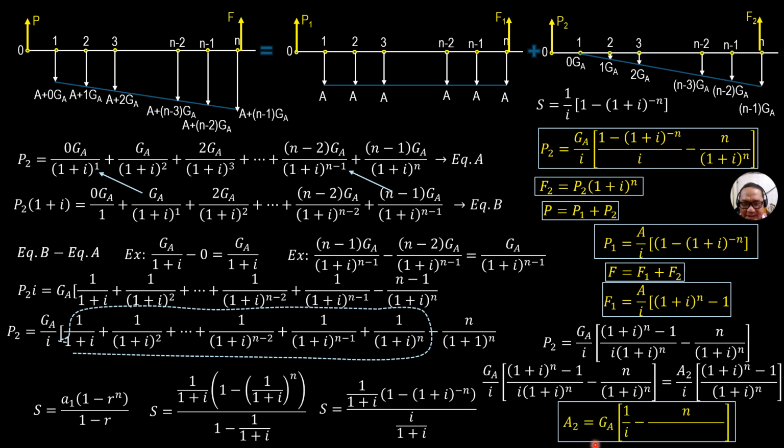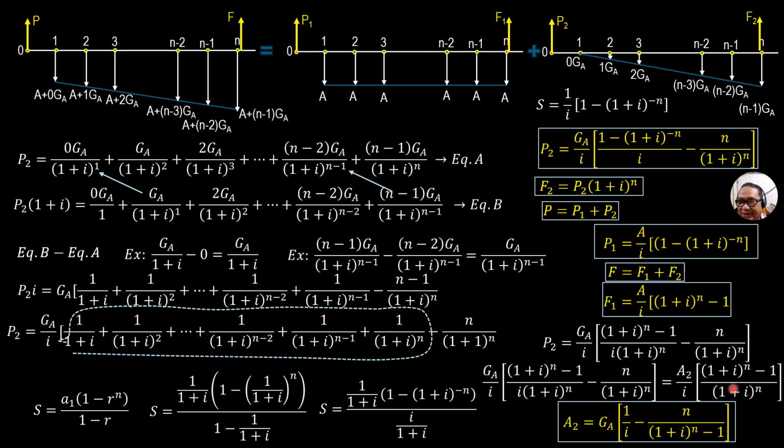So if we want to derive or to transform this cash flow diagram into a uniform cash flow diagram, that is, if we have to convert this into uniform payments, A sub 2, then all you have to do is equate the present value of this uniform arithmetic gradient to the present value of an annuity of uniform payments with value equal to A2.